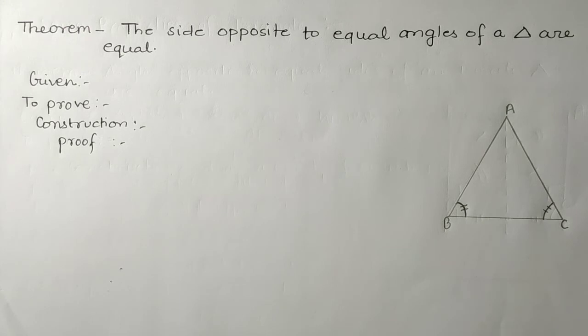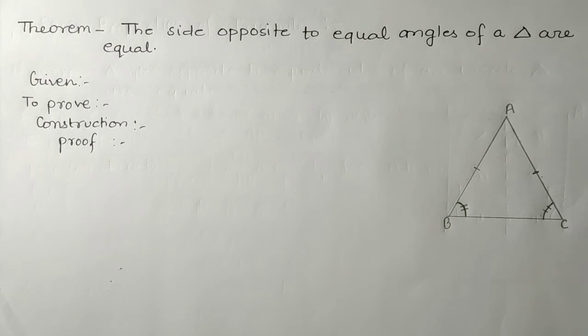So the sides opposite to equal angles: which side is opposite to angle C? Side AB. And which side is opposite to angle B? Side AC. So this time we have to show that side AB is equal to side AC, and what is given is that angle B is equal to angle C. Okay students, so it is just the opposite of the previous theorem. How will we do it? Let us see.